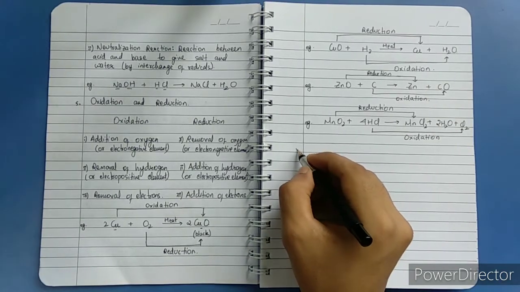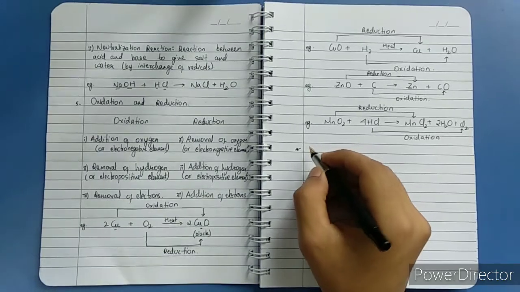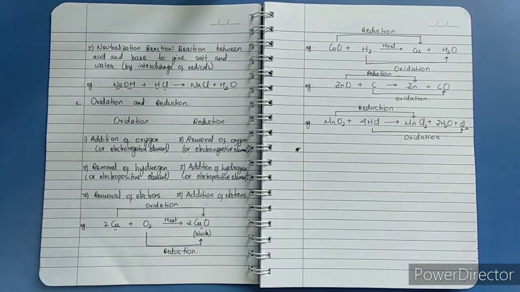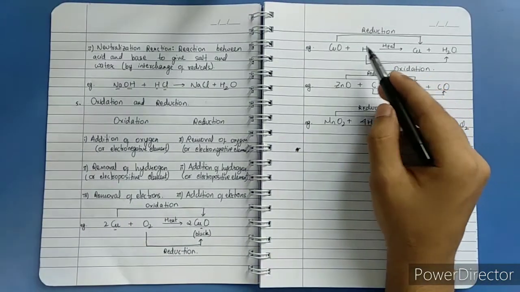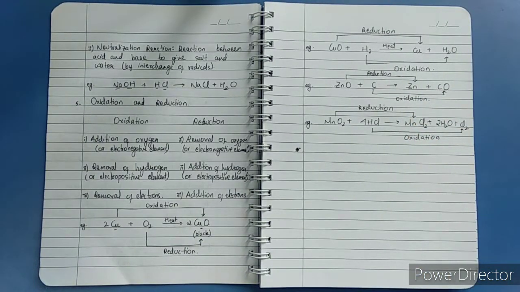The last topic in the chapter now. Okay, before that, in every reaction, as we are seeing, there is reduction as well as oxidation. So these reactions in which reduction and oxidation take place simultaneously, we call this reaction an oxidation reduction reaction or simply redox reaction.